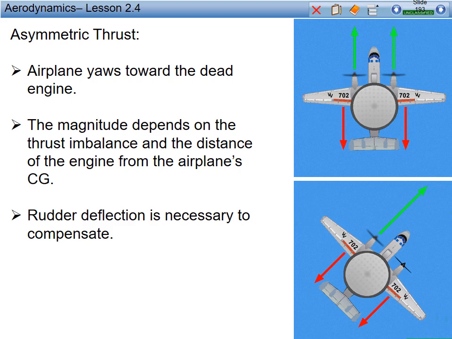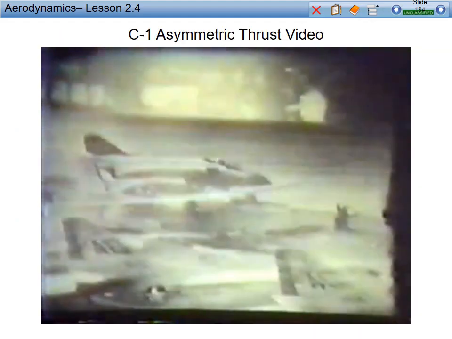Asymmetric thrust. An airplane will yaw towards a dead engine. The magnitude depends on the thrust imbalance and the distance of the engine from the airplane's center of gravity. Rudder deflection is necessary to compensate. As is seen in this video, the left engine dies during takeoff, causing the airplane to yaw to the left.